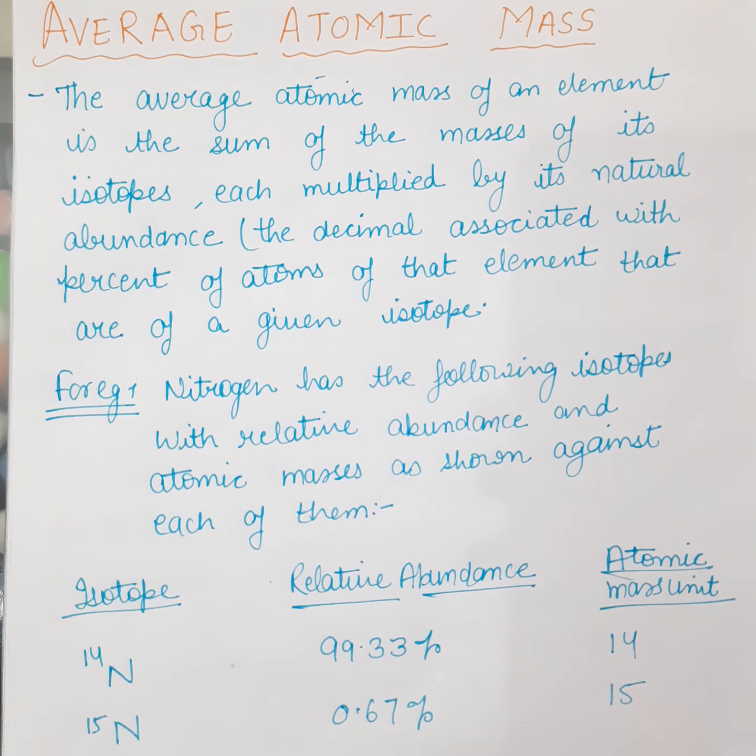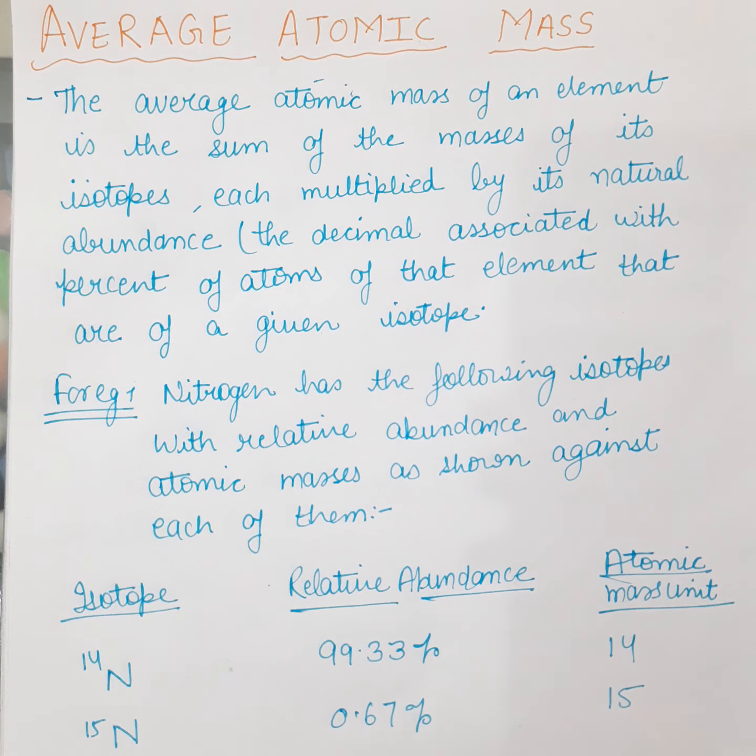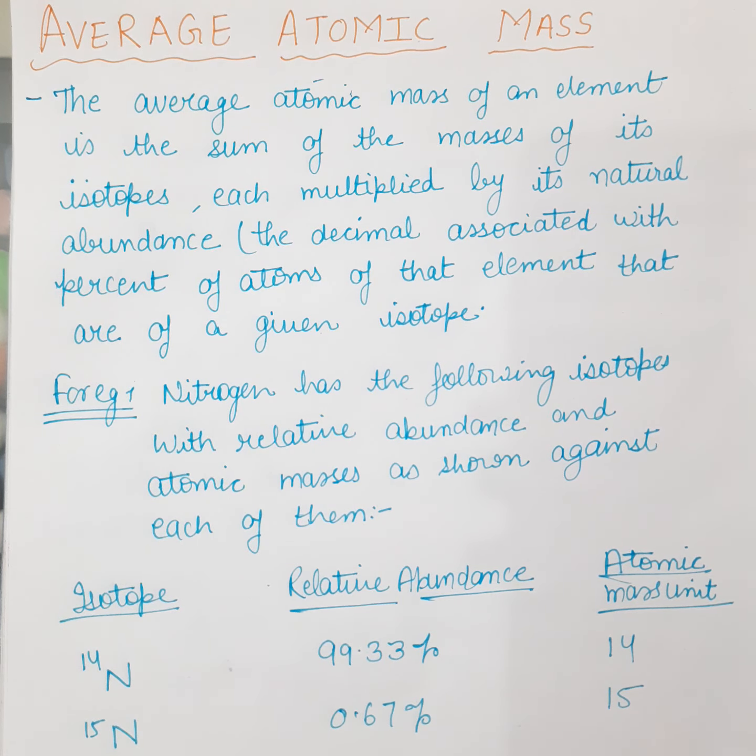Now the next is the average atomic mass. The average atomic mass of an element is the sum of the masses of its isotopes. So what are isotopes, students? You learned in the previous classes, right? Isotopes are the different atoms of the same element having the same atomic number and different atomic masses.